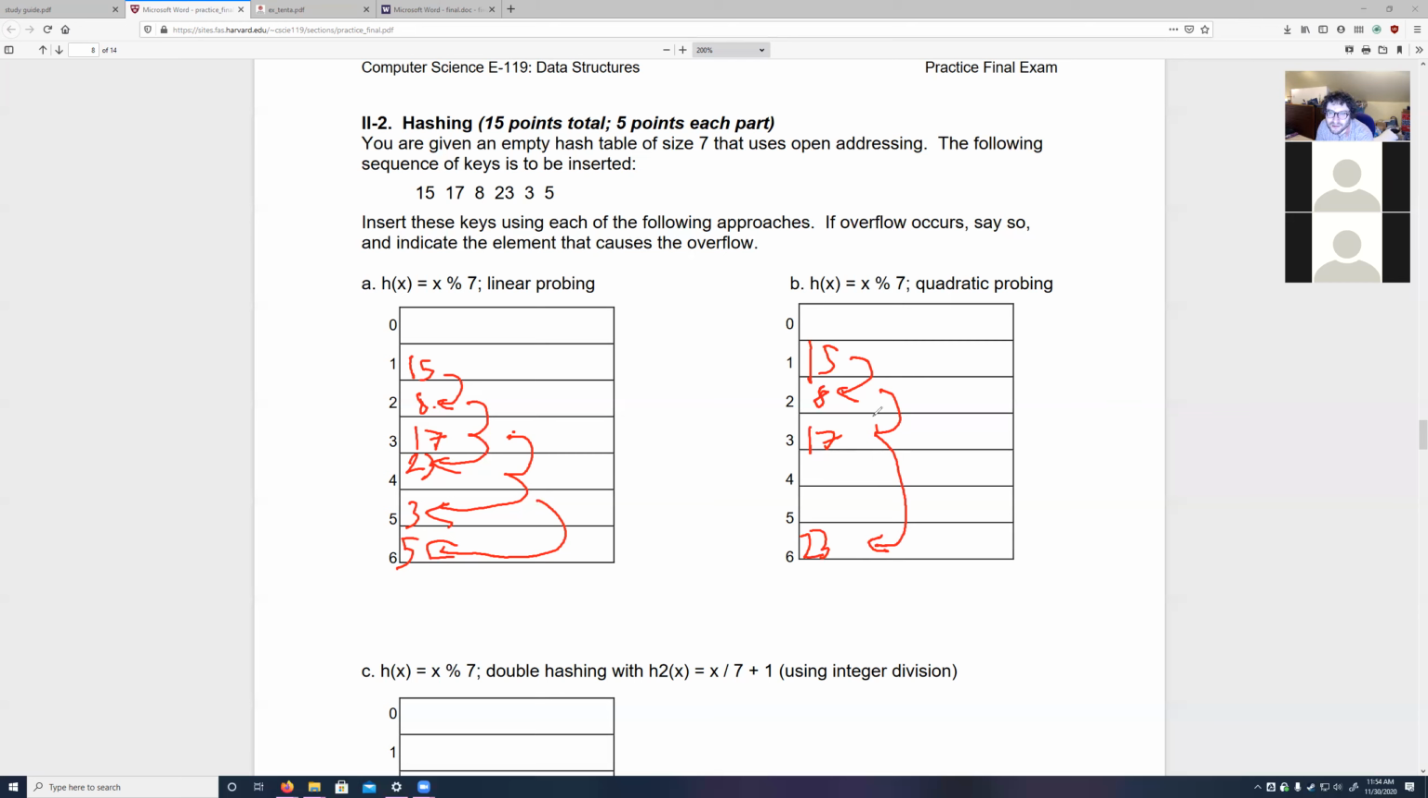Makes sense? So now let's try and do 3. 3 tried to go into this index, but it can't. So we go to the next one, which is 1 squared away. And then 5. 5 mod 7, well, that ends up right over here. Boy, it's really coming down.